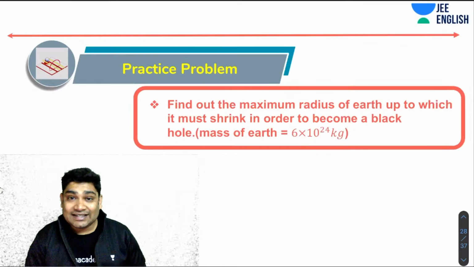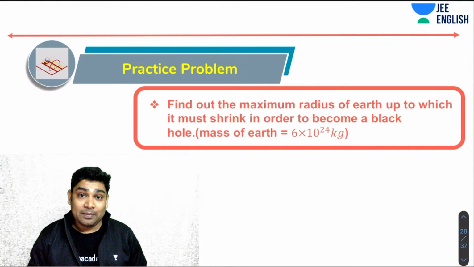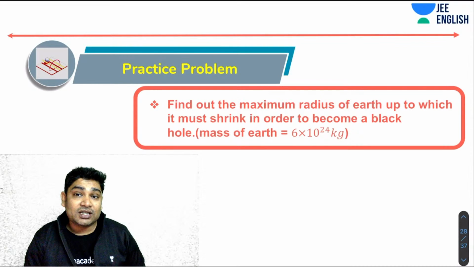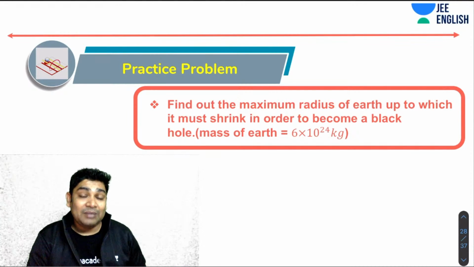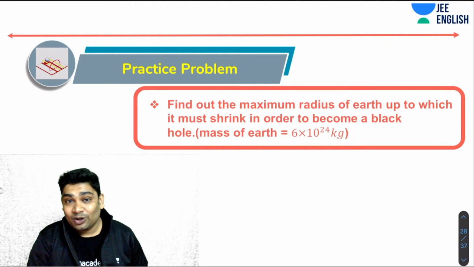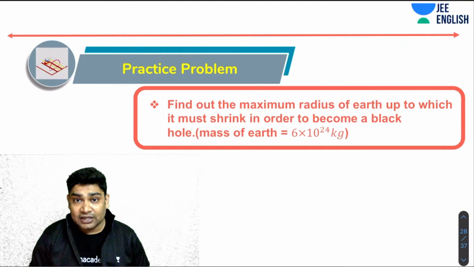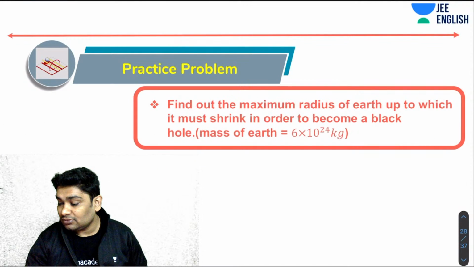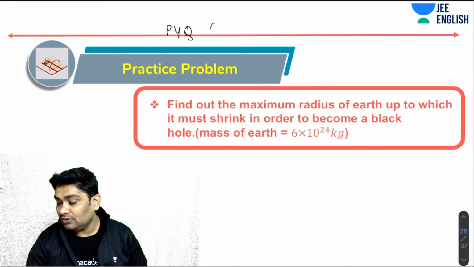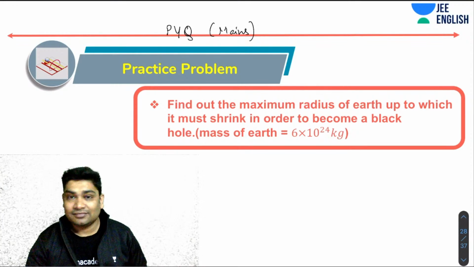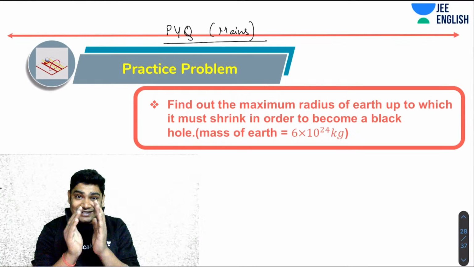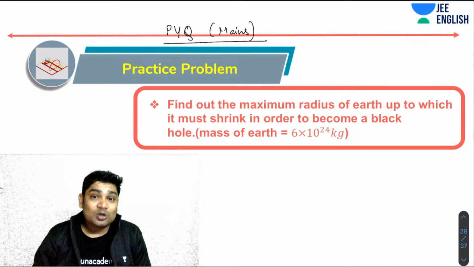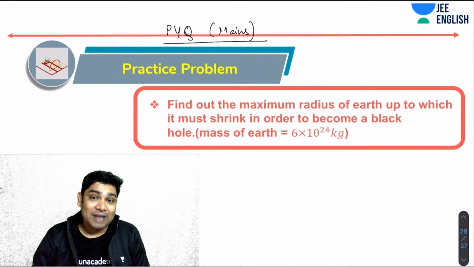Okay, now this is a question that has been asked in mains. They have asked, find out the maximum radius up to which the earth must shrink in order to become a black hole. This is a proper previous year mains question. So if I were to shrink the earth, you have to find the radius to which it should be shrunk so that the earth starts to behave as a black hole.